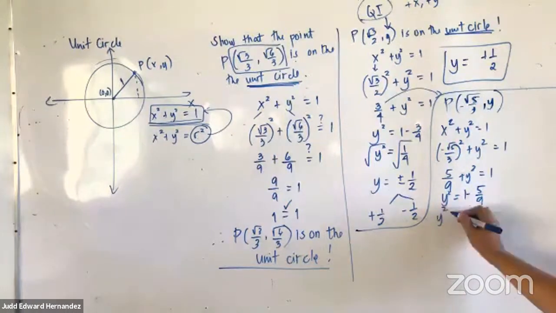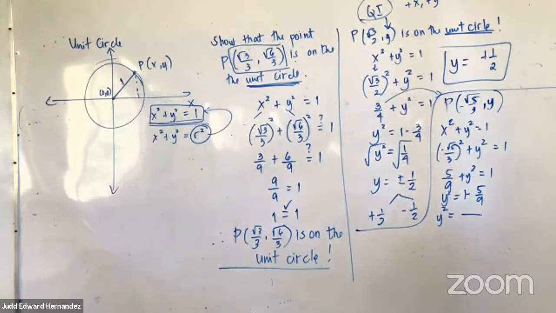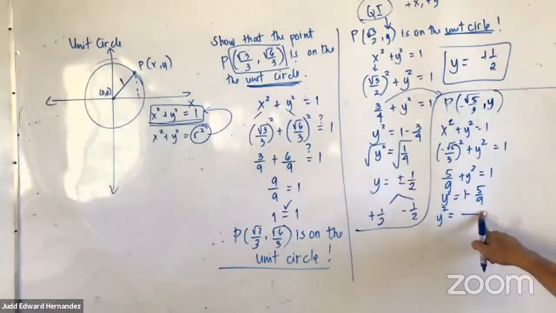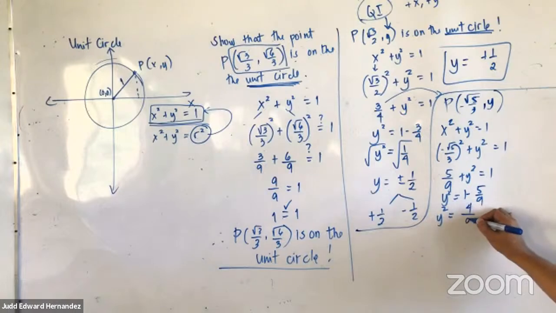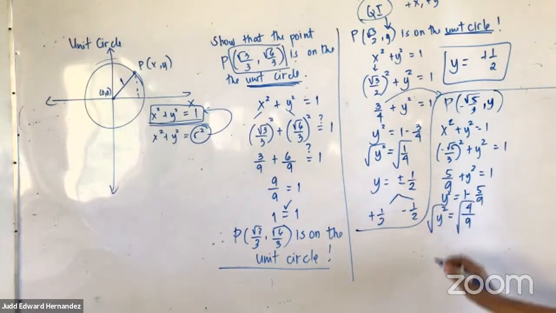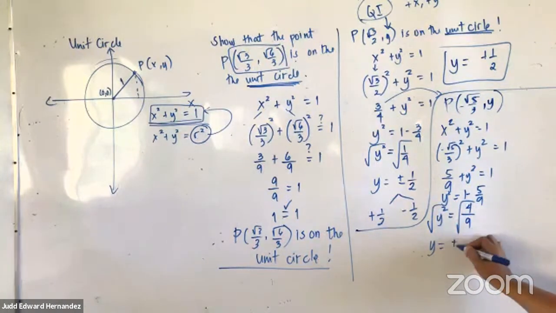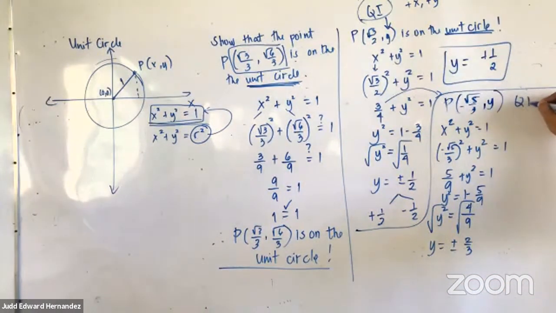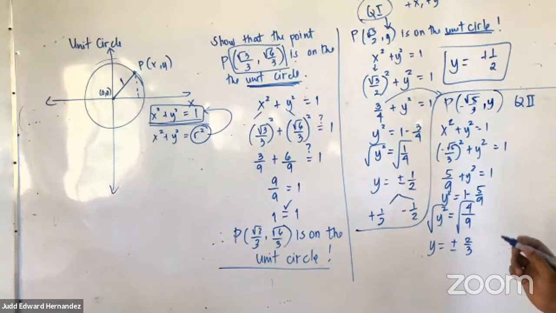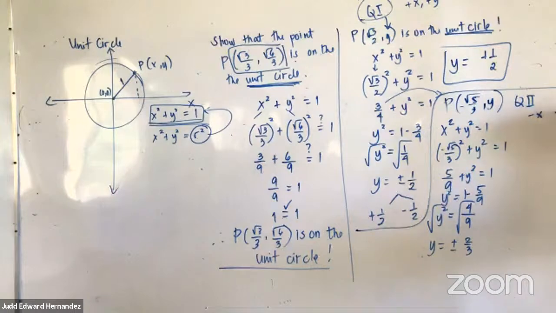And we'll now be having y squared is equal to, what is 1 minus 5/9? And we'll be having what? 4/9. Get the square root of both sides. Therefore, y is equal to plus minus 2/3. But since this is in quadrant 2, tama ba? At sa quadrant 2, ano po yung magiging values ni x and y? X should be negative, tama po? And y is positive.